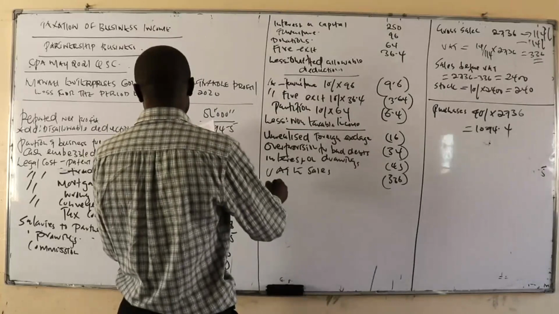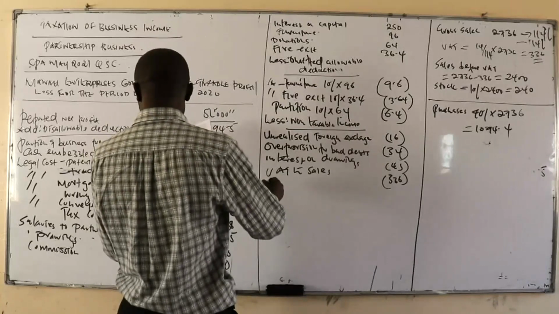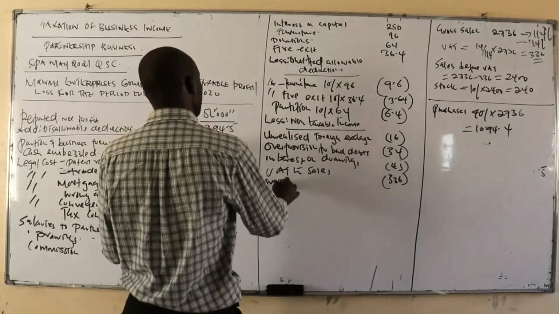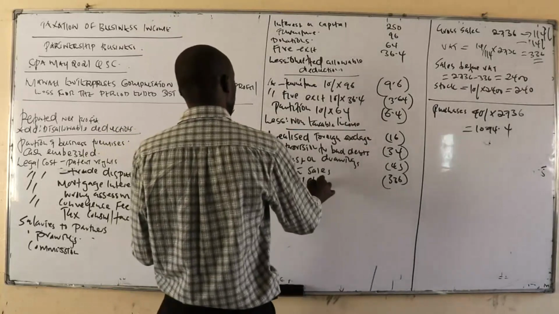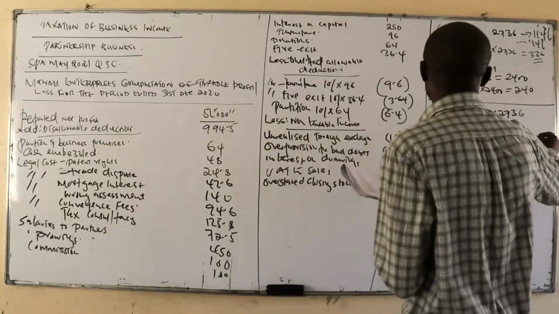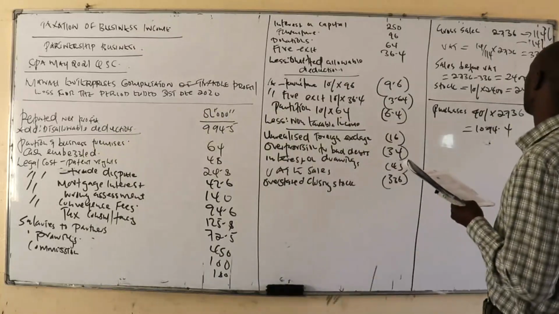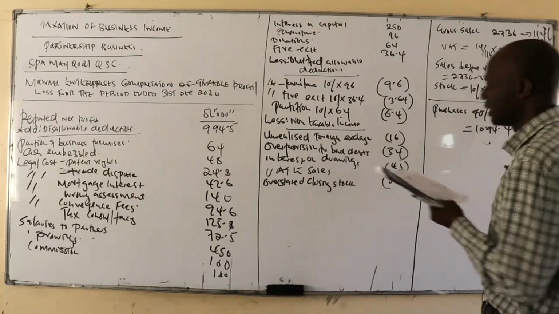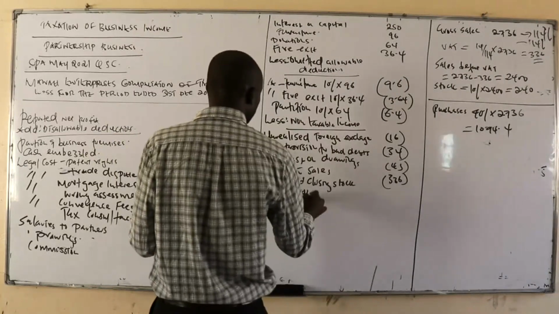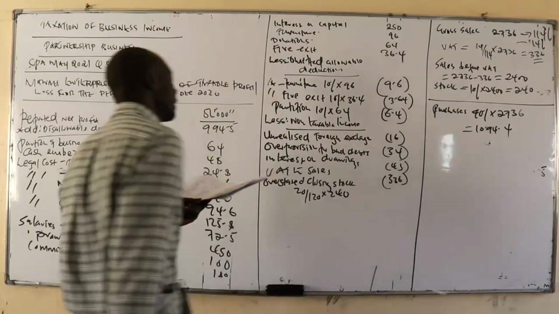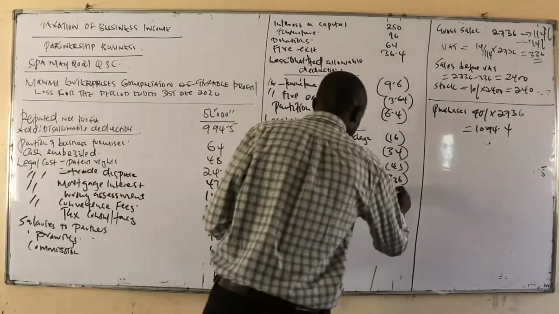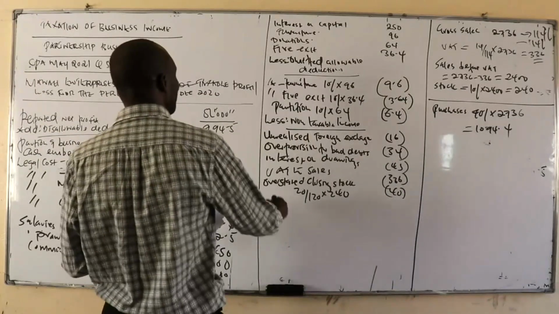And then we have overstated closing stock. So this closing stock, it was how much? 240. 240 is equivalent to 120, isn't it? It's overstated by 20%, is it so? So it's going to be 20 over 120 times 240. So what do you get? 40.